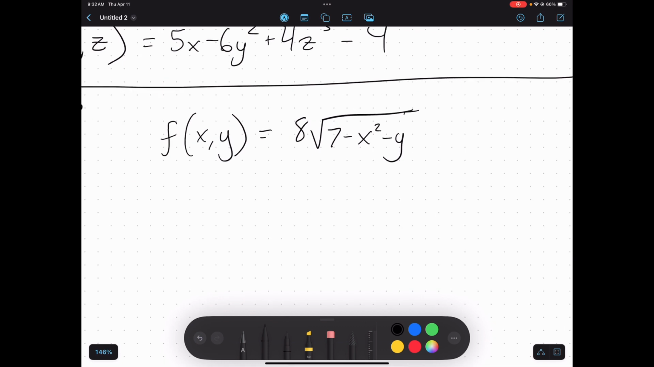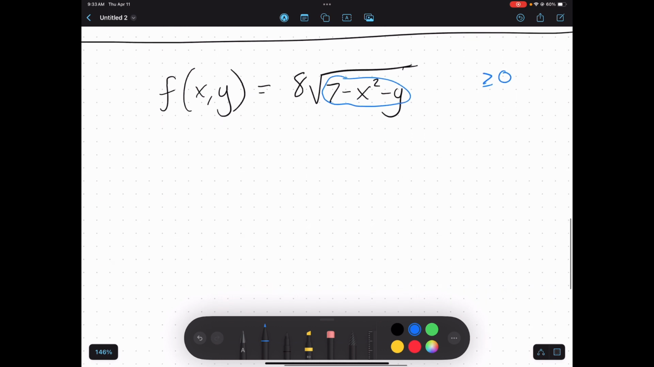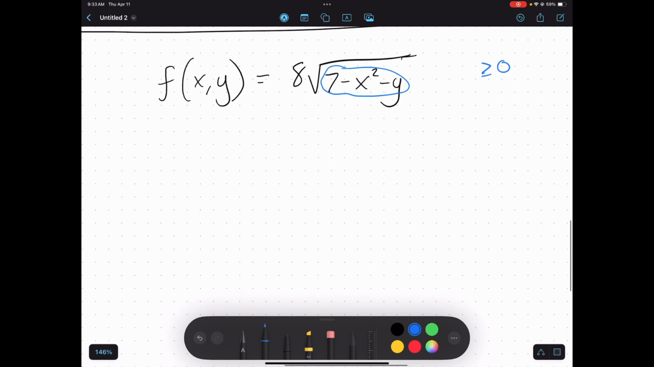If I have a square root, my domain's not all real numbers. I am limited, right? What's my limitation for the square root? Everything inside the square root has to be positive, at least greater than or equal to 0. It's okay if it equals 0, but it's got to be greater than or equal to 0. So notice what happens if I set that up.